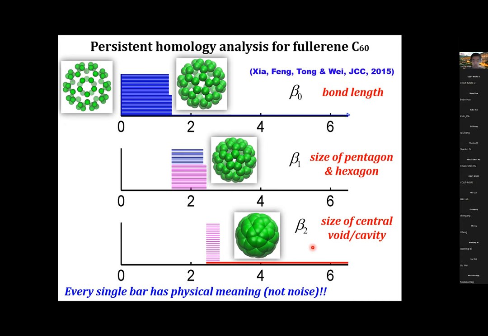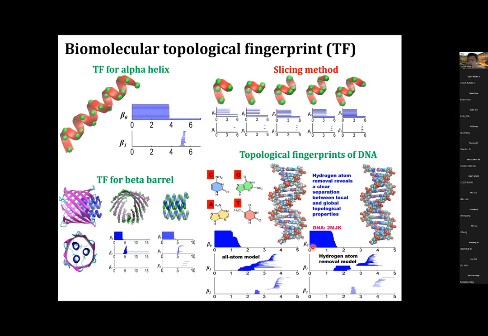So this topological barcode for this fullerene has meaning, and it also has meaning in some of these basic biomolecular structures as well. Here we have the alpha helix, beta barrel, and DNA structures. In this alpha helix structure, we can slice this helical structure into pieces, and we can see that the topological fingerprint consistently progresses according to these alpha helix slices. Also in this beta barrel, we have this large cylindrical structure. We can see that there is a large cycle that will be formed somewhere about 5 angstroms. This is what we can observe from these Betti one bars.